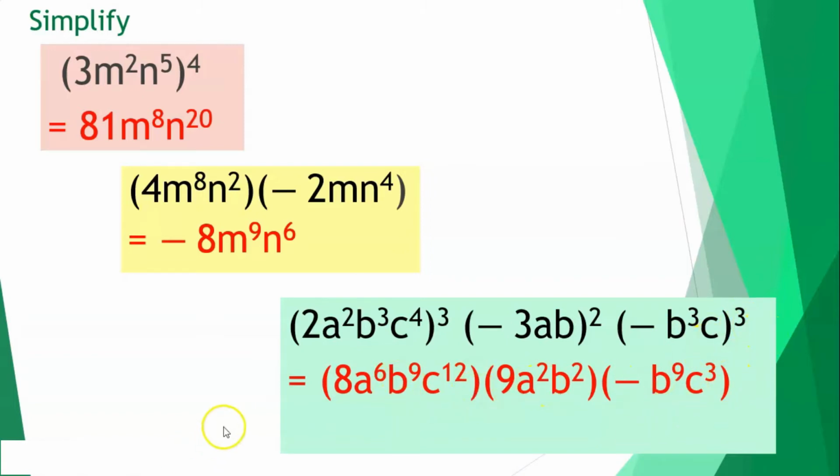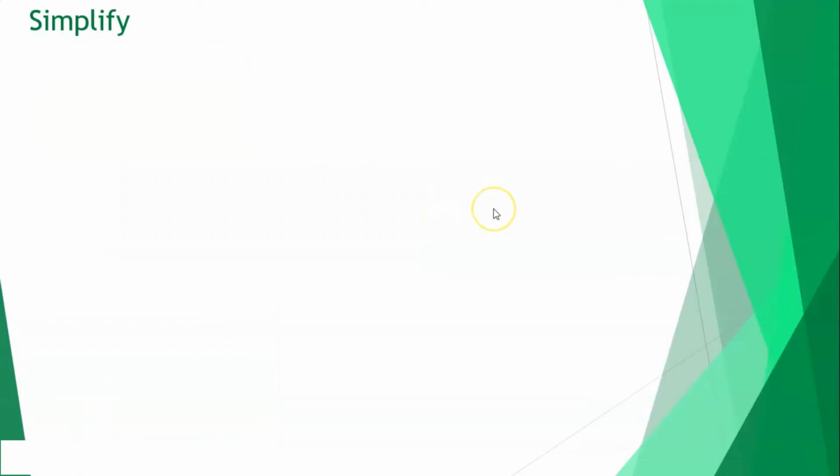So at this point, let's simplify. 8 times 9 times negative 1, that's negative 72. a^6 times a squared, that would become a^8. b^9 times b squared times b to the power of 9, that would become b^20. 9 plus 2, that's 11. Plus 9, it's 20. And c^12 times c cubed, that would be c^15. So take note of this.